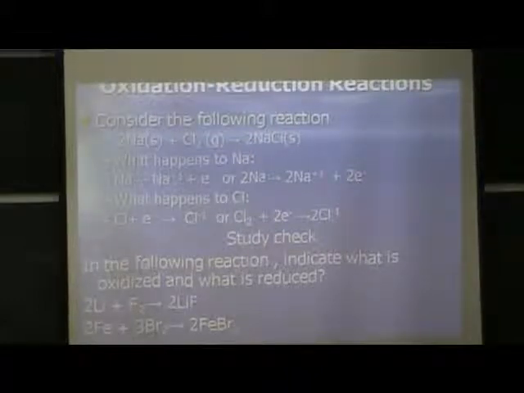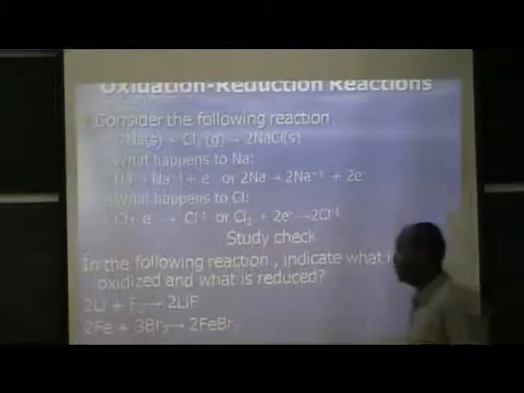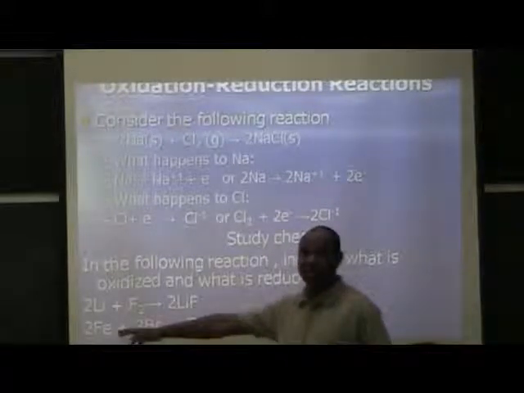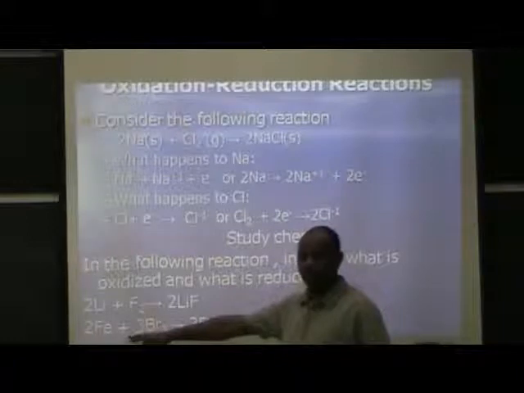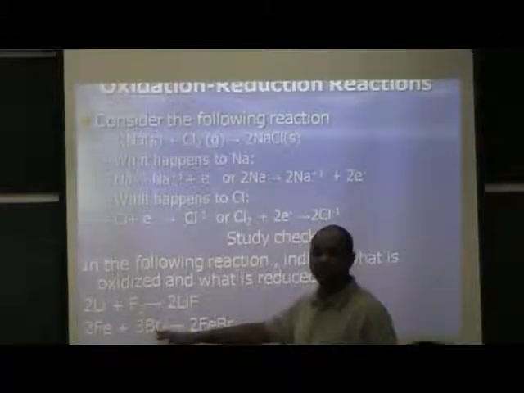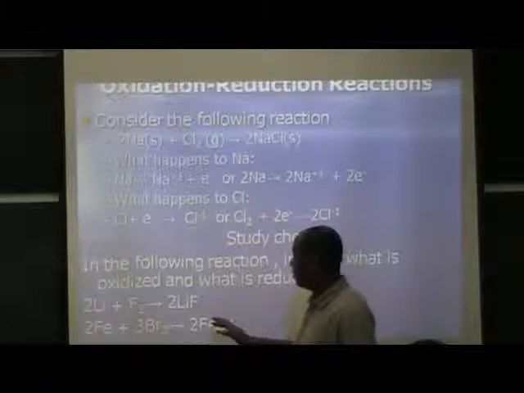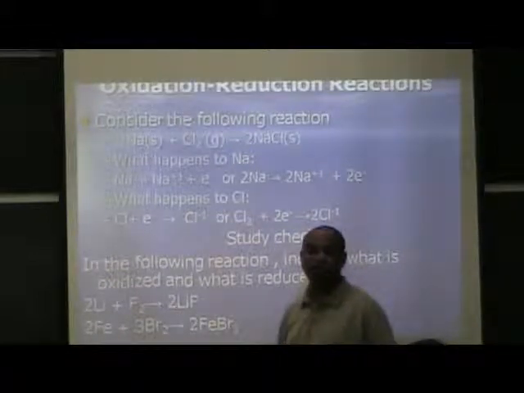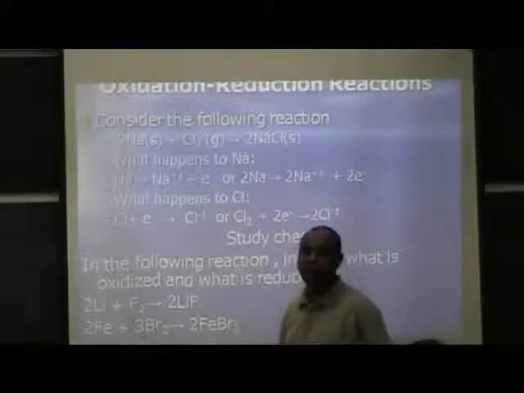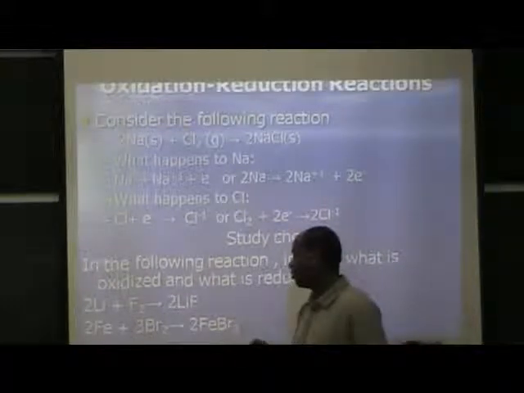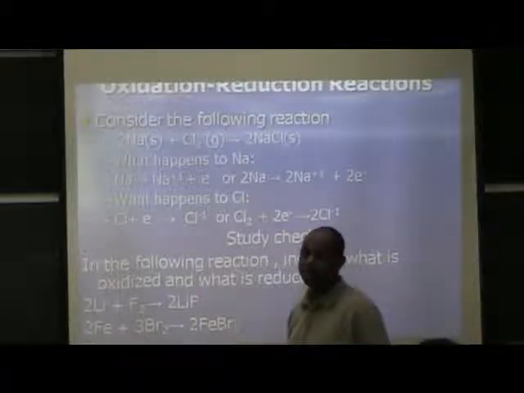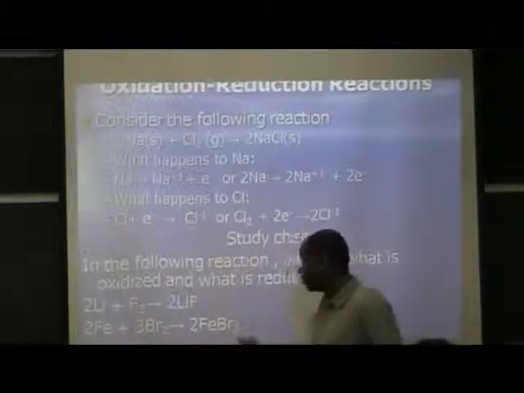Okay. The same situation we have here. We have iron and we have bromine. So again, which element is oxidized here? Iron. Iron is oxidized and bromine is reduced. Now the question is, how many electrons are lost by iron? 6 electrons lost by iron. How do we know there are 6 electrons lost by iron? That's iron 3. How do we know that's iron 3?